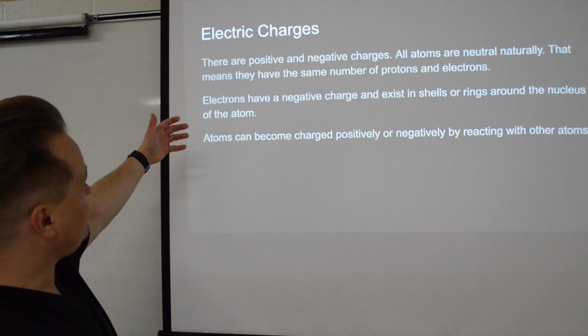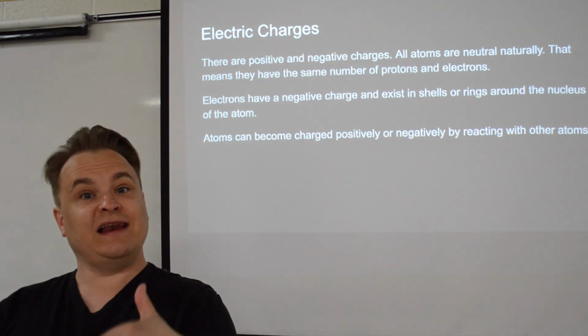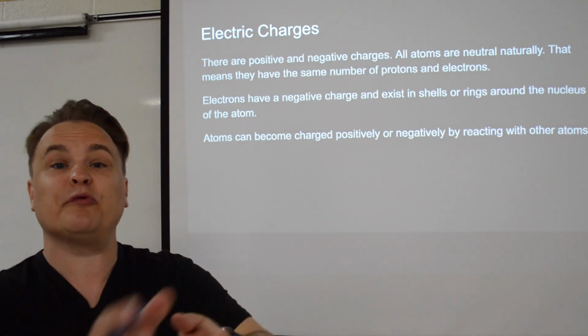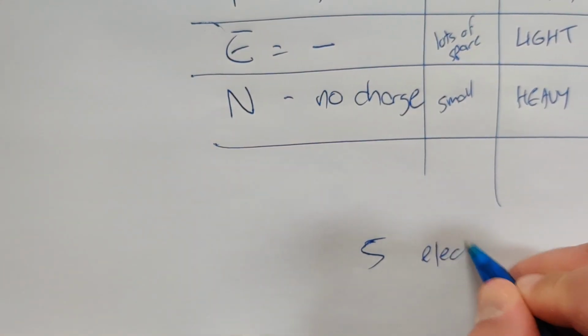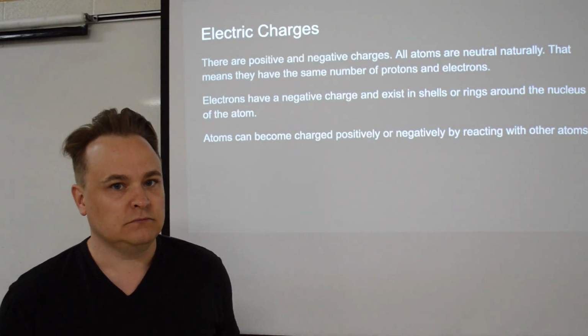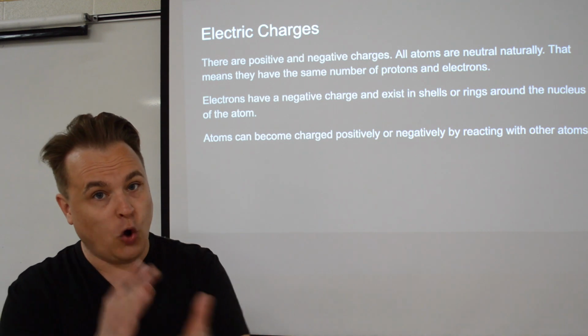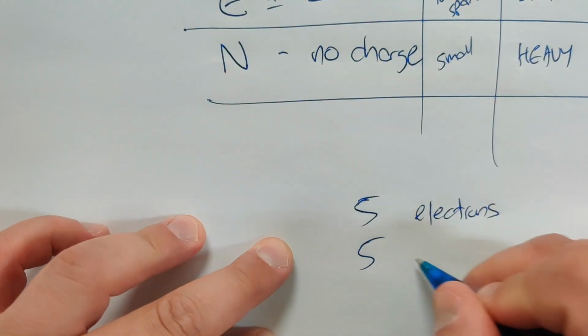And every element, naturally, we're talking naturally, not if we altered it or put it through reactions, if an element has 5 electrons, how many protons does it need to have? It has to have 5. It always balances. Protons always equal electrons.